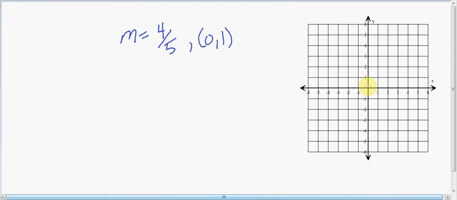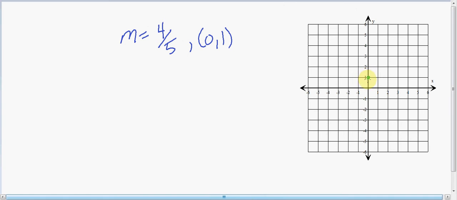So I start in the origin at 0, 0. The first number 0 tells me to go sideways 0. The second number 1 tells me that I'm going to put my first point right there on 0, 1, right on 1 on the y-axis.